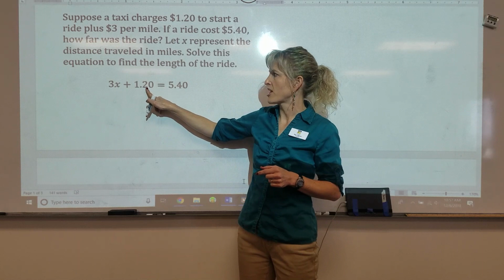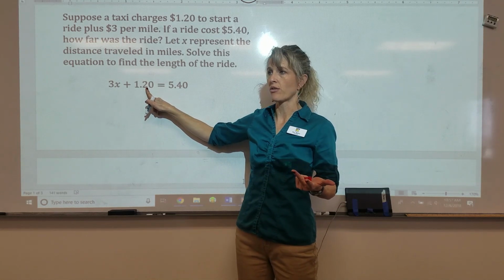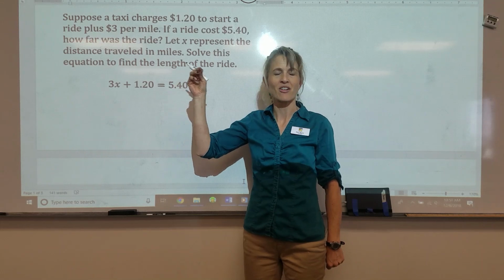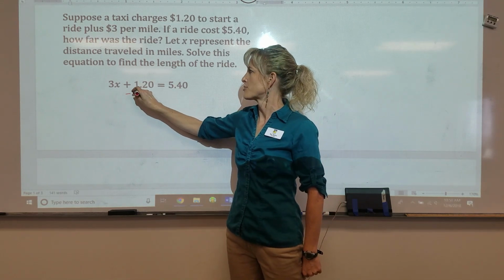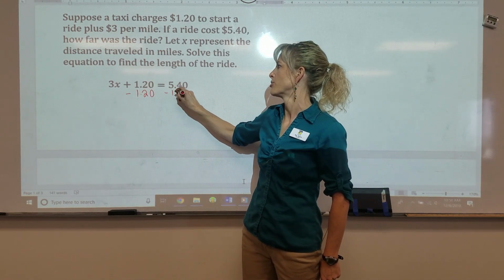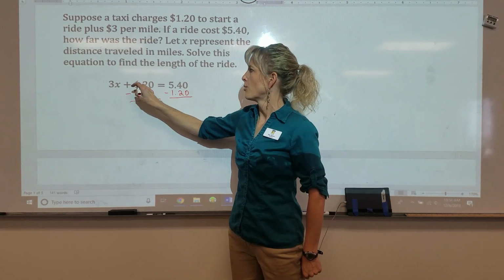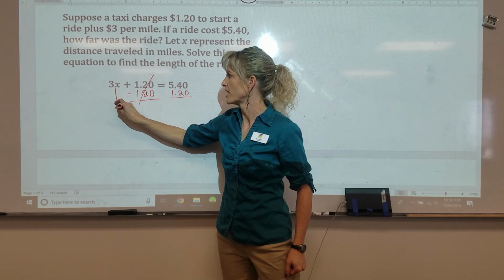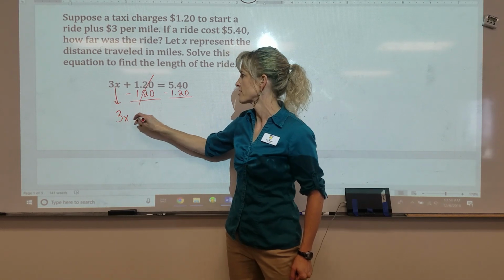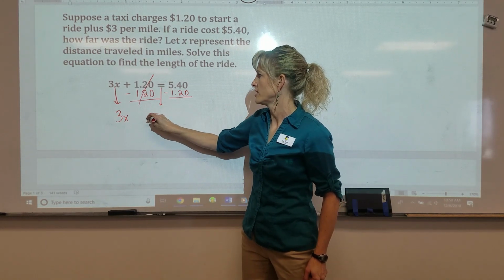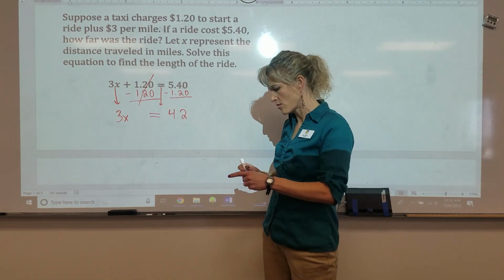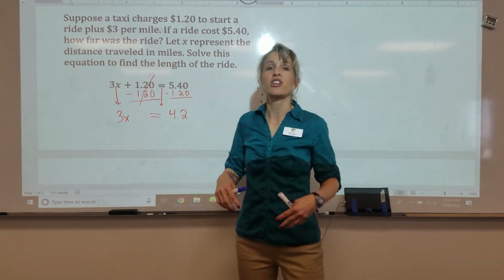So farthest away from the x is the plus 1.20. It's being added. What's the opposite of addition? Think. Get ready? Subtraction. Subtraction, good. So we subtract 1.2 from both sides. 1.2 minus 1.2 is 0. So we're going to carefully copy down the 3x. Straight below, we're going to copy down the equal sign, and then go ahead and subtract that. That gives us 4.2.